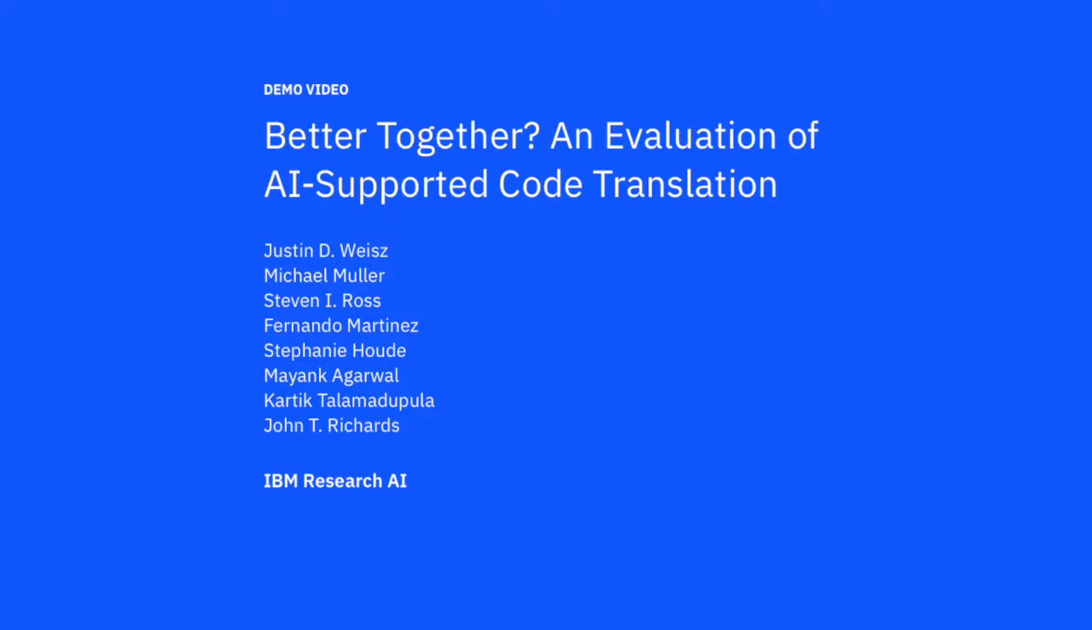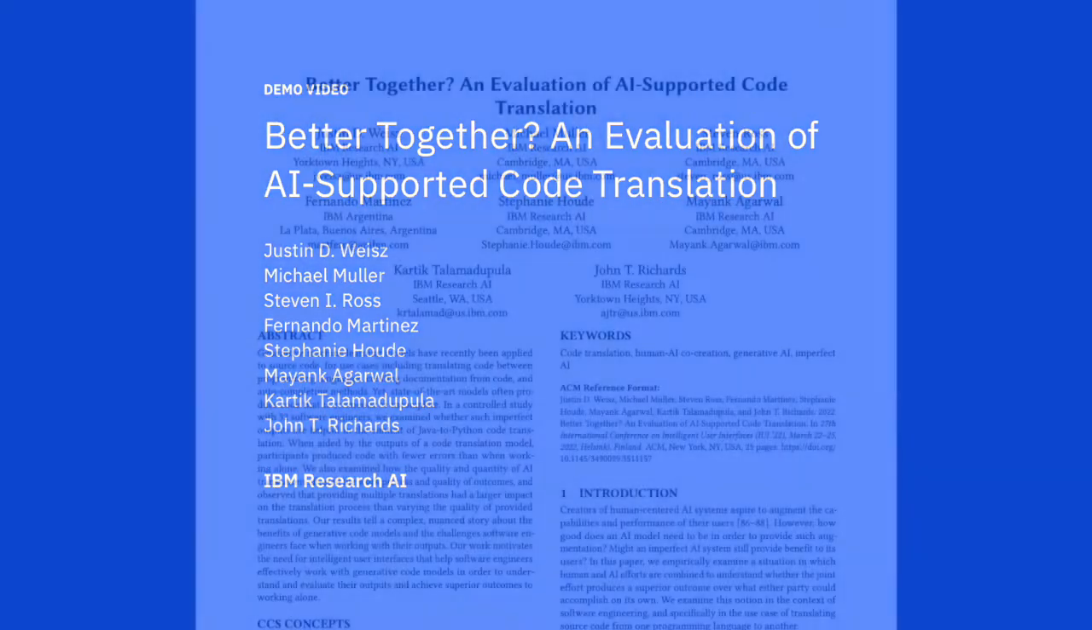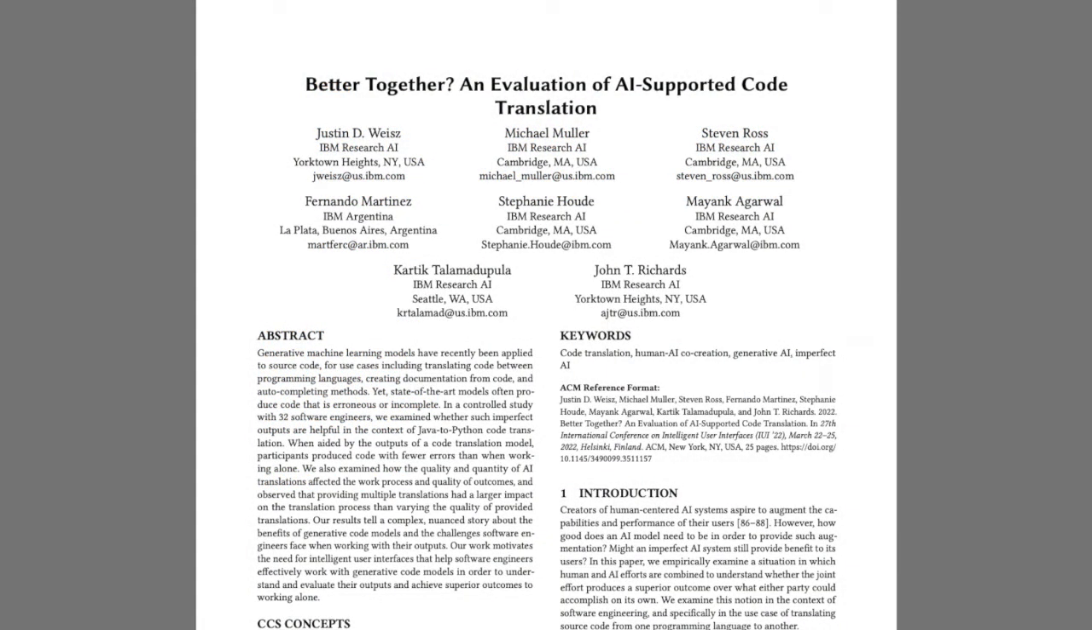Welcome to this demo video for our paper Better Together, an evaluation of AI-supported code translation. Our paper describes a study of software engineers working with the state-of-the-art neural machine translation model to understand if it was actually helpful for completing a coding task. One of the challenges of working with these models is that they produce imperfect code that contains bugs and errors that people need to find and fix up.